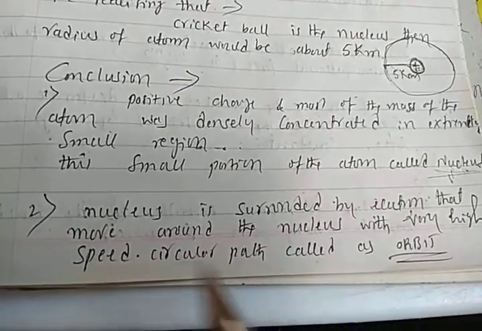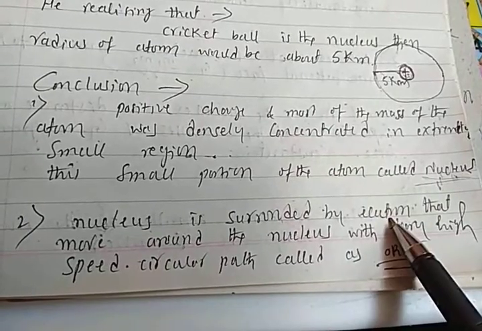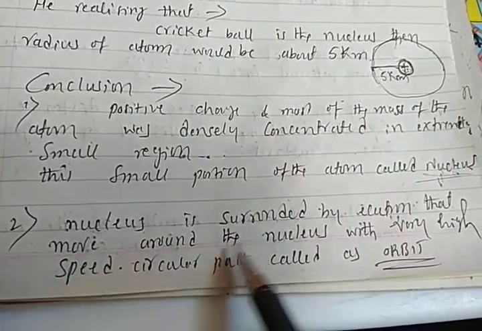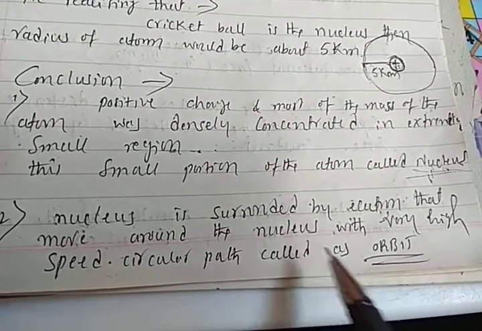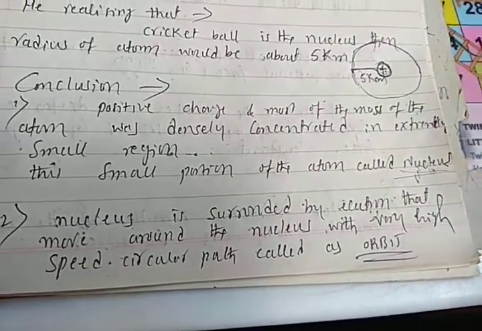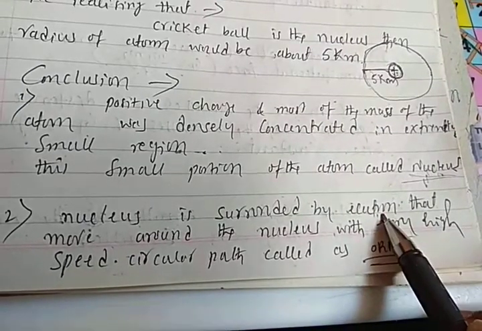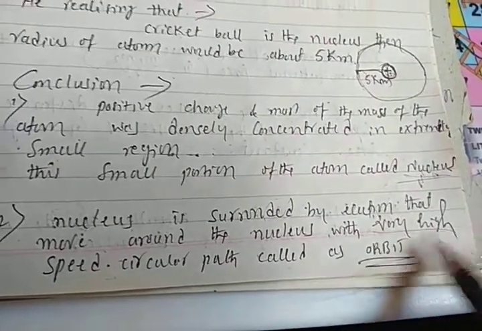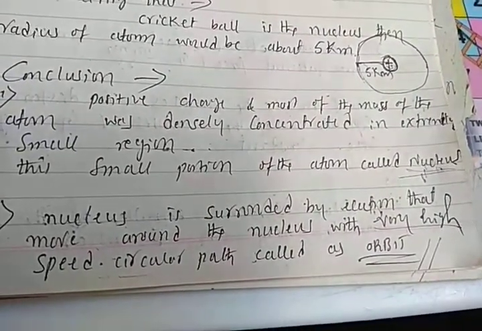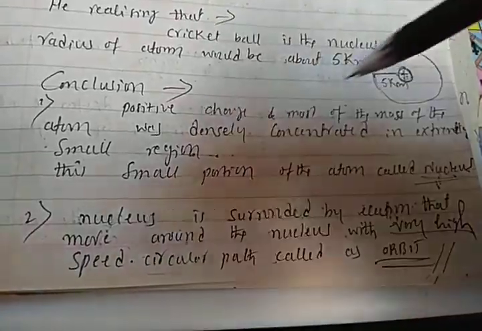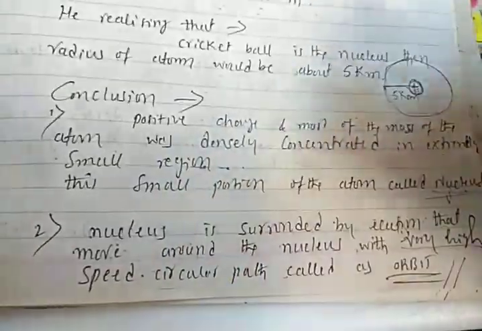Right, students? And he came to the second conclusion. The nucleus is surrounded by electrons that move around the nucleus at very high speed in circular paths called orbits. So the nucleus occupies the central part of the atom, and around it the electrons rotate in very high speed circular paths. He considered these as orbits, in which the electrons are revolving.